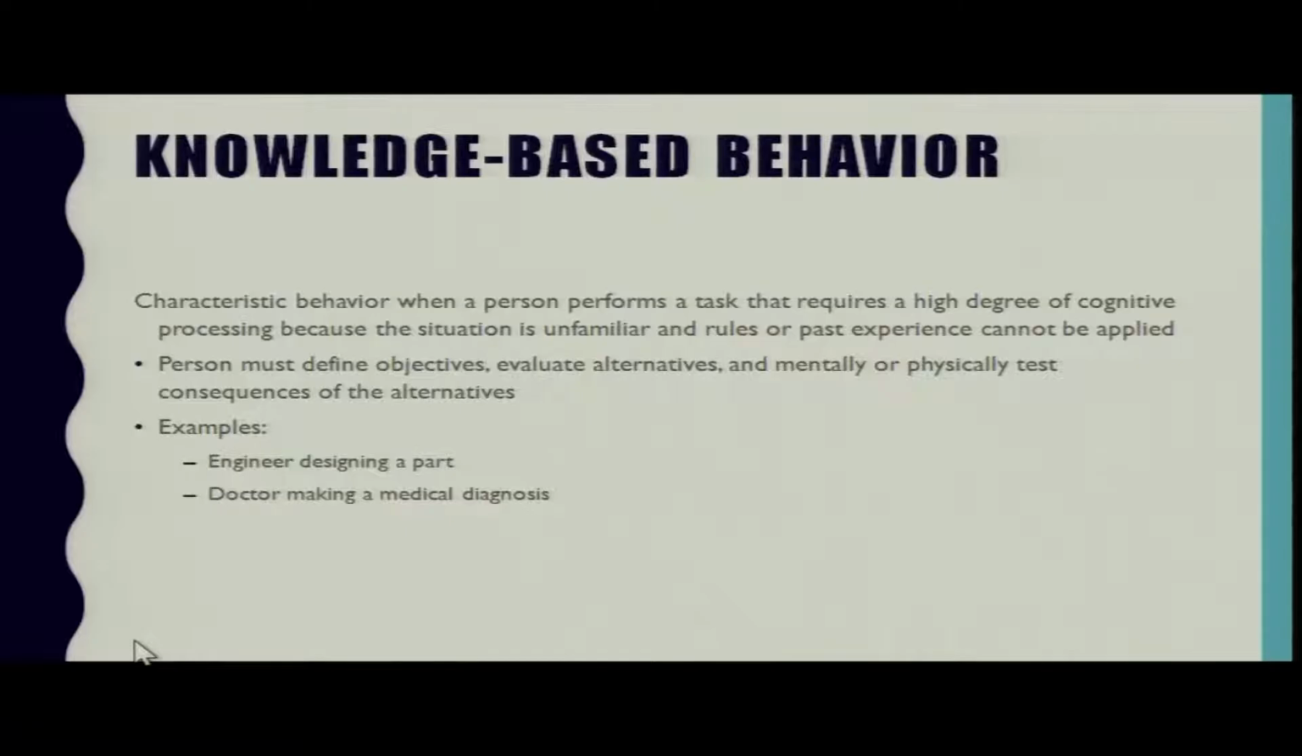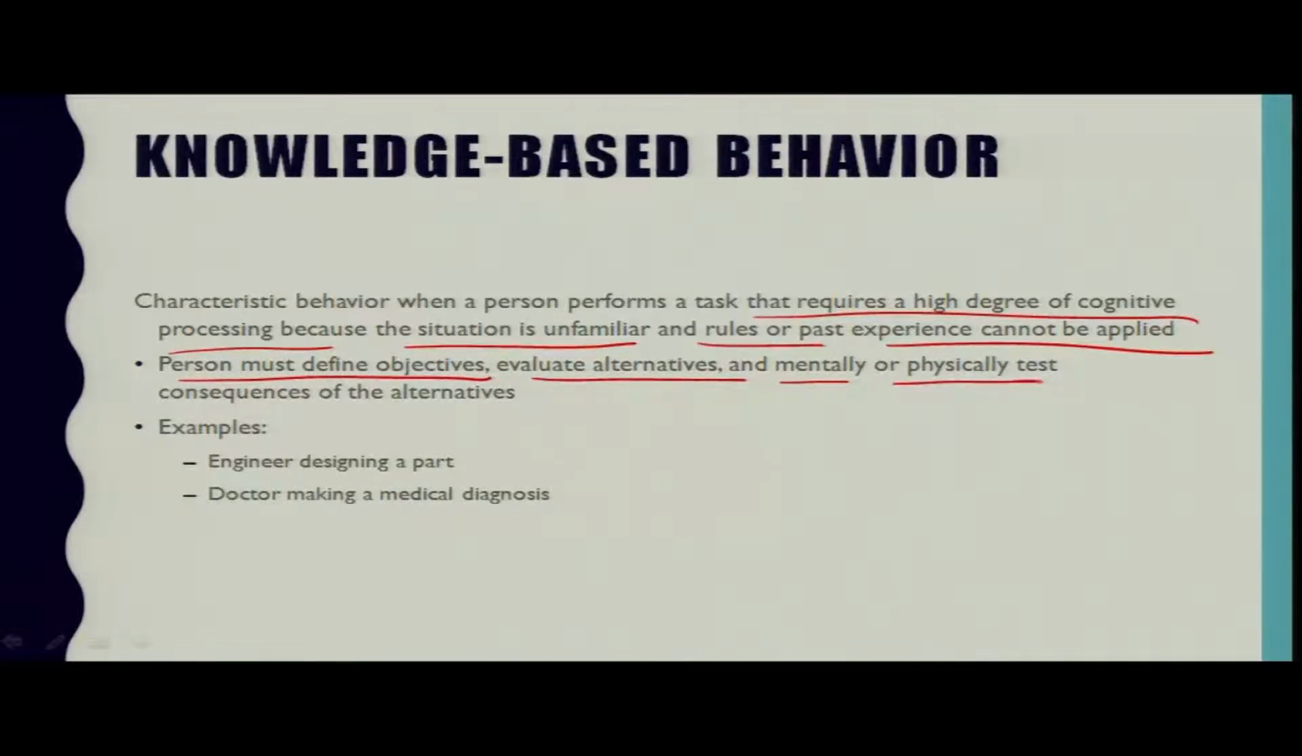Now the next behavior we need to understand is knowledge-based behavior. It refers to tasks and activities that require a high degree of cognitive processing, because the situation is unfamiliar and the rules or past experiences cannot be applied. A person manifesting this type of behavior must define objectives, evaluate alternatives, and mentally or physically test the consequences of the alternatives.